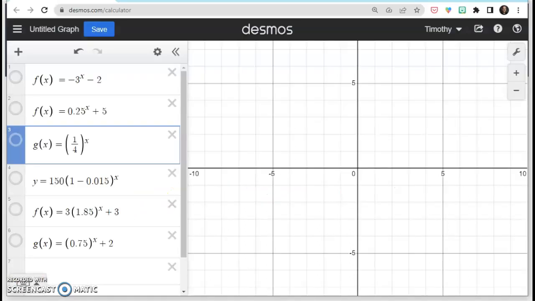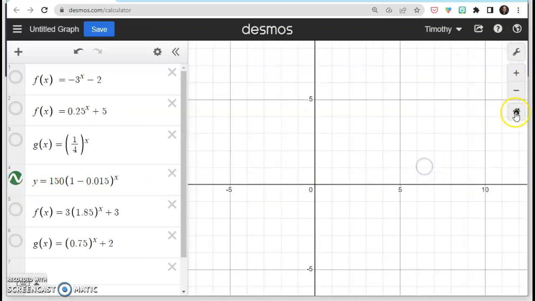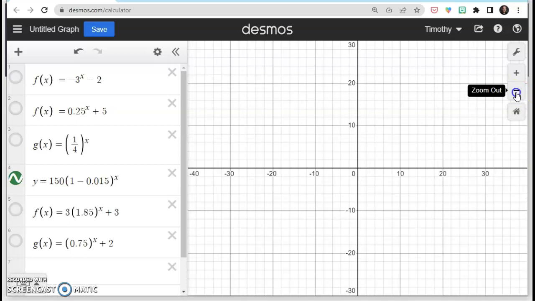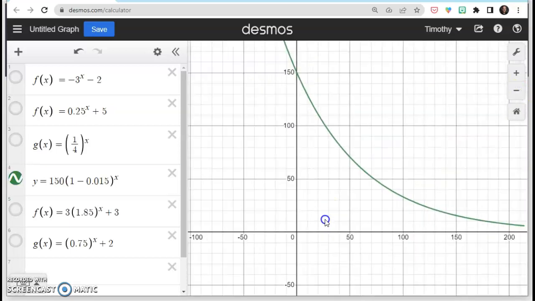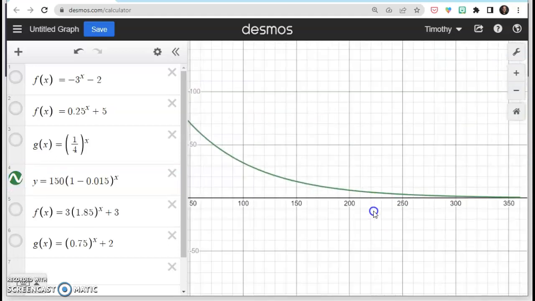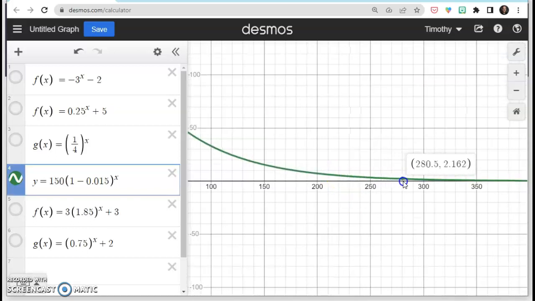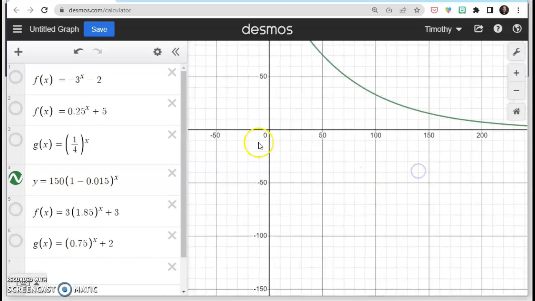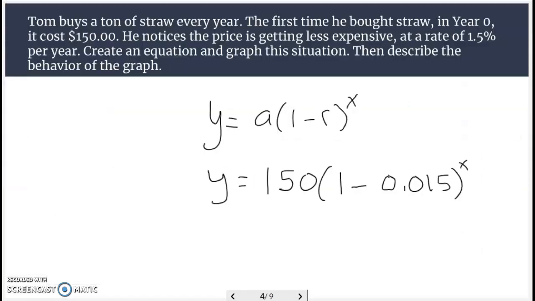Let's go over to Desmos. Here we are. 150 times 1 minus 0.015 to the x power, graph. And then it's the home. We're going to have to zoom out to see this. Yeah, and it's pretty big since there we go. We're at 150, and then here's the price. It's just going down, down, down, down, down. And apparently we'll keep going. I don't think it will ever equal 0, but it apparently gets exponentially close to 0. All right. There we go.